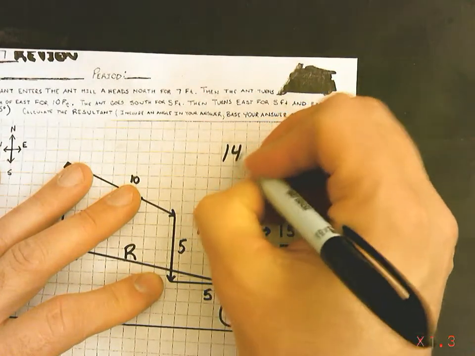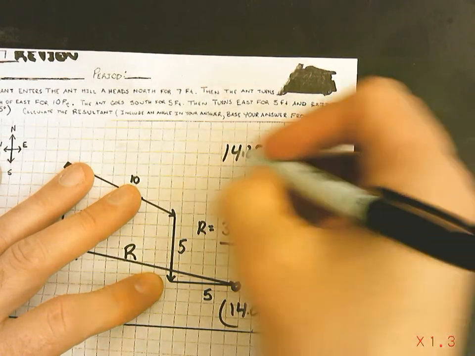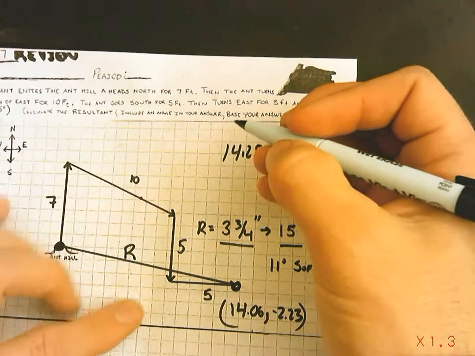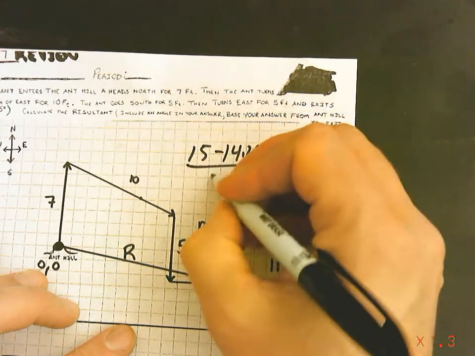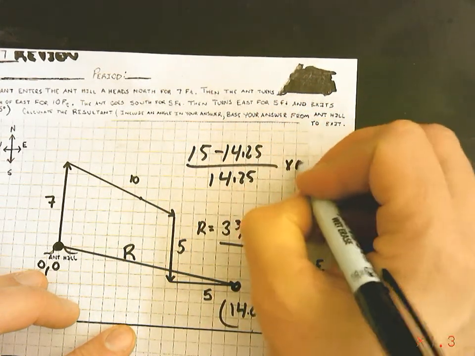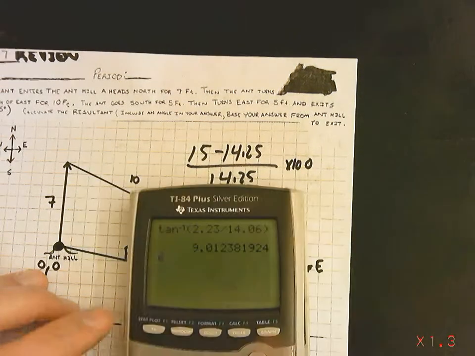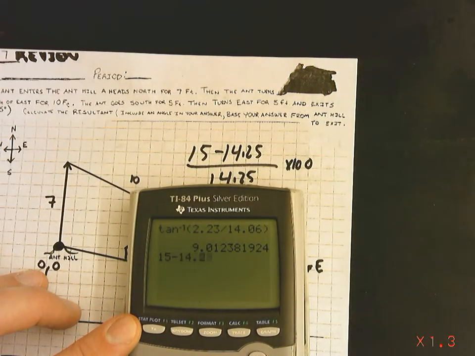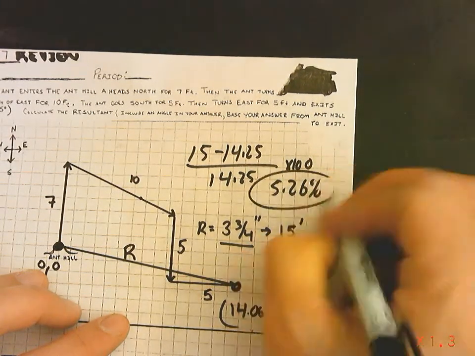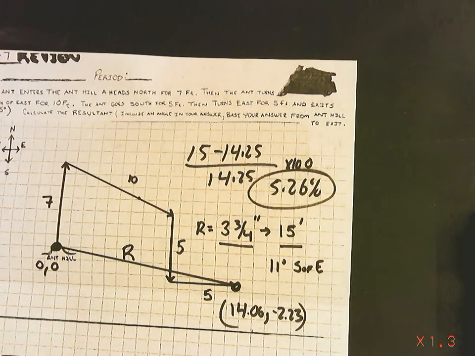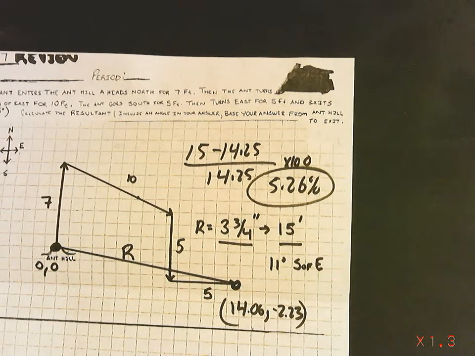So if we now know that the correct answer is 14.25, and what we got when we did our graph was 15, then actual minus theoretical divided by theoretical times 100 is how we calculate our percent error. This is kind of how I grade your graph, because I'll know what the right answer is, and I can just do this quick subtraction and division. I had 5.26% error, so you know I'm getting full credit on my graph. I ended up in the right quadrant, and my resultant wasn't too far off. Those are the requirements for full credit.